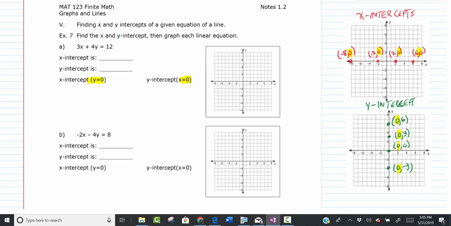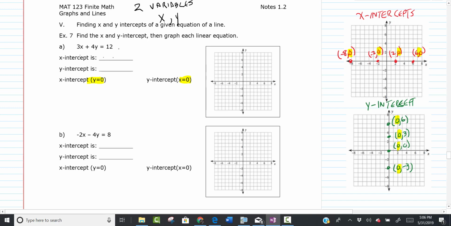So remember I said in a previous video, anytime you have two variables, x and y, then you're going to have an x and y intercept. You're going to have one of each. If you only have one variable, then typically you only go through one axis. Okay, so here's basically what we do.